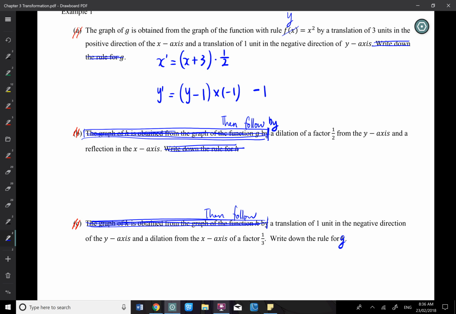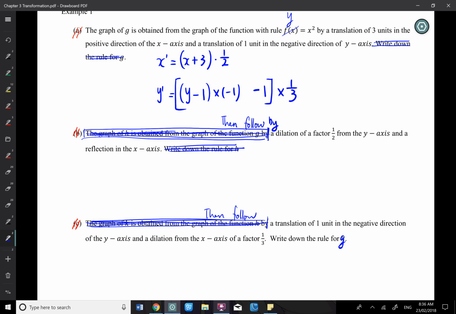And a dilation from the x-axis of a factor a third. Okay, from the x-axis is changing y again. So I will times everything by a third. Okay, that's exactly the same order as what is happening here. So you need to follow exactly the same order.